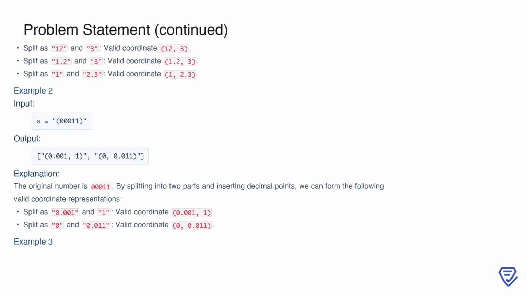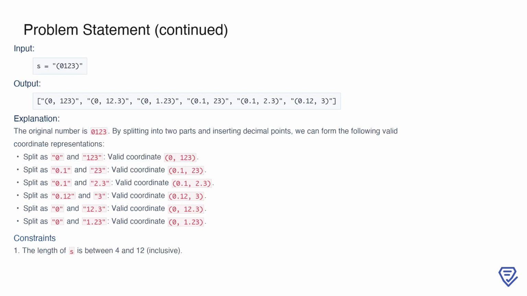Now, let's explore another example to understand how leading zeros influence the formation of valid coordinates. For the input string (0123), the output includes coordinates like (0, 123), (0, 12.3), (0, 1.23), (0.1, 23), (0.1, 2.3), (0.12, 3). Here, the original number is 0123, and we can split it in several ways while carefully handling leading zeros.